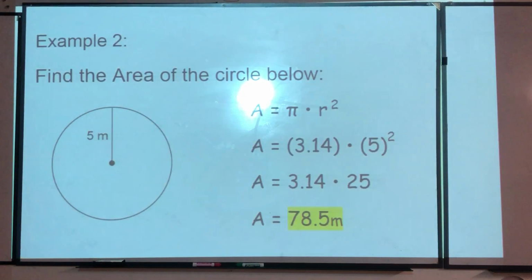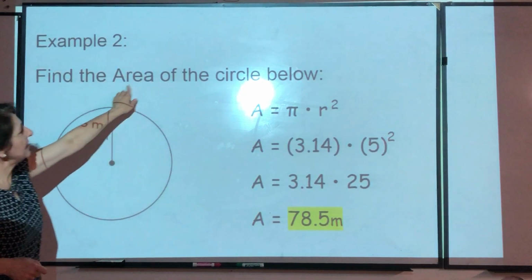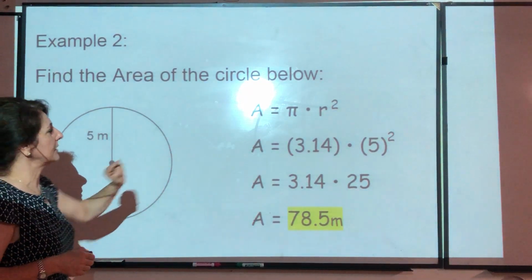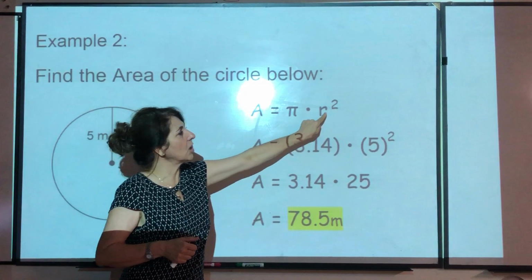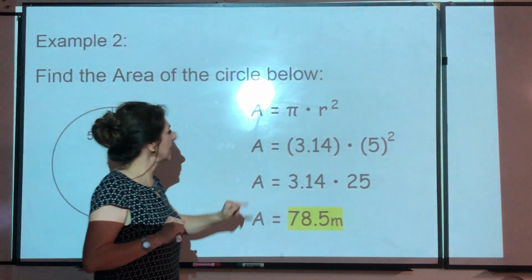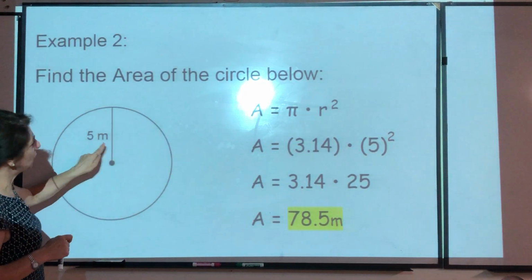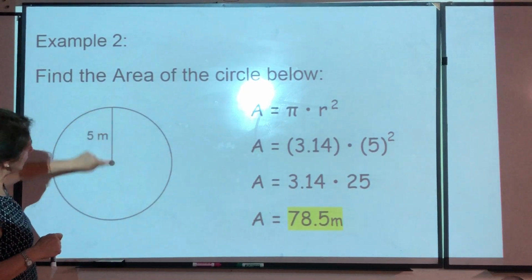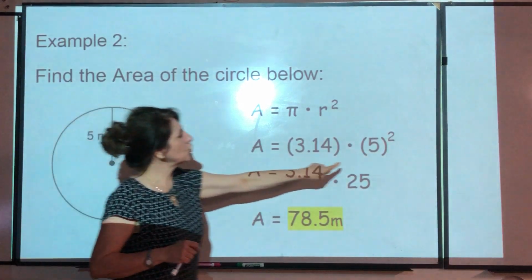So let's see a second example here. Find the area of the circle below. So the area is going to be what? Pi times r squared. That's the formula for area. The area is going to be what? Pi, 3.14, times 5, which is the radius, squared.